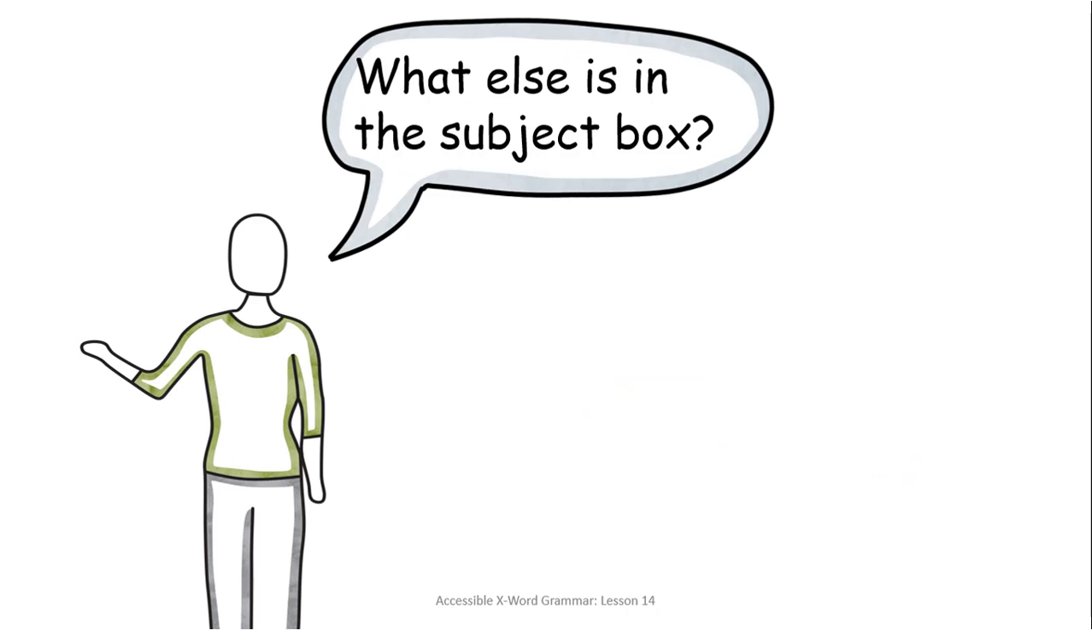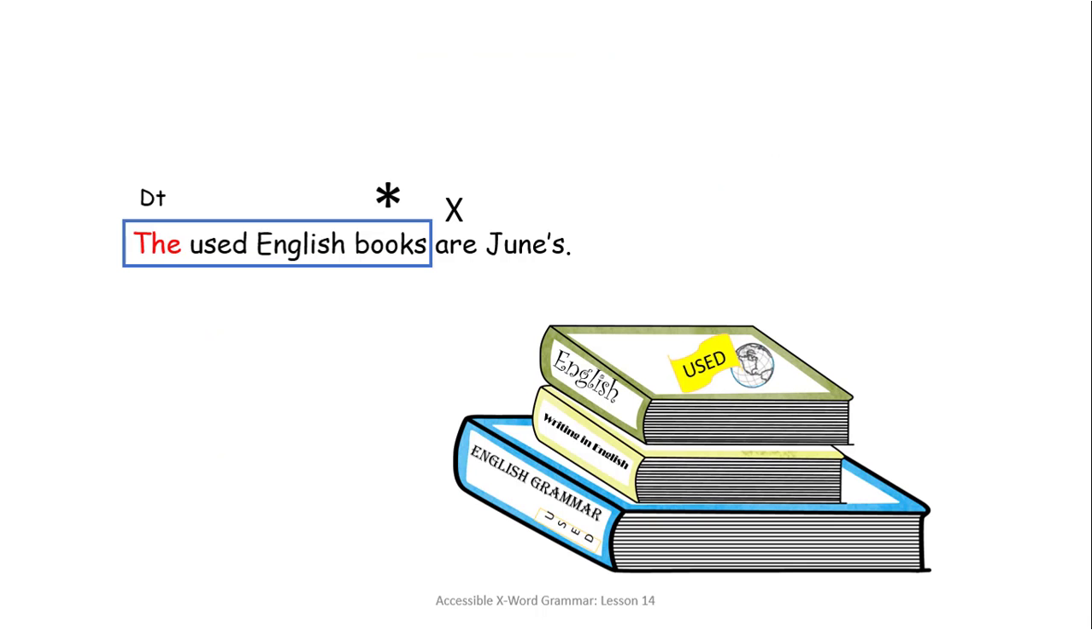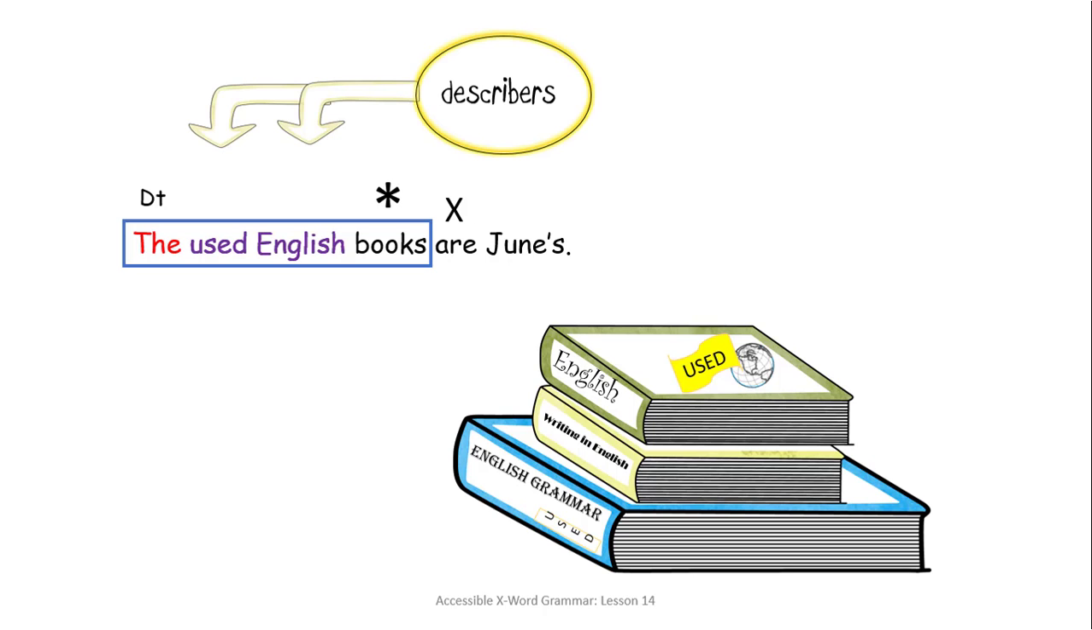What else is in the subject box? The used English books are June's. Often, there are one or more words that describe the main word. In X-word grammar, we call these describers. Describers include adjectives and nouns used as adjectives, like the word English in this sentence. They come in front of the main word. We use DS to mark a describer. We'll look at describers in Lesson 16.